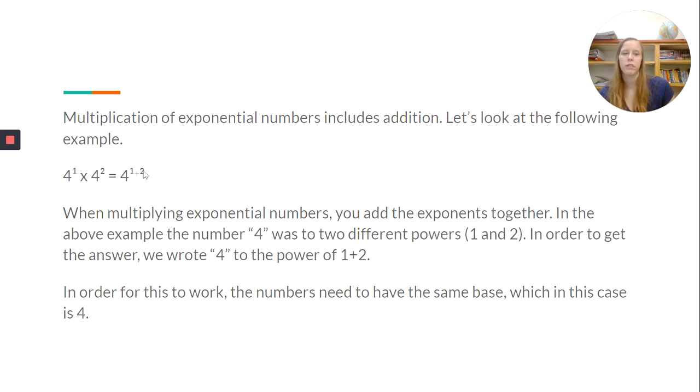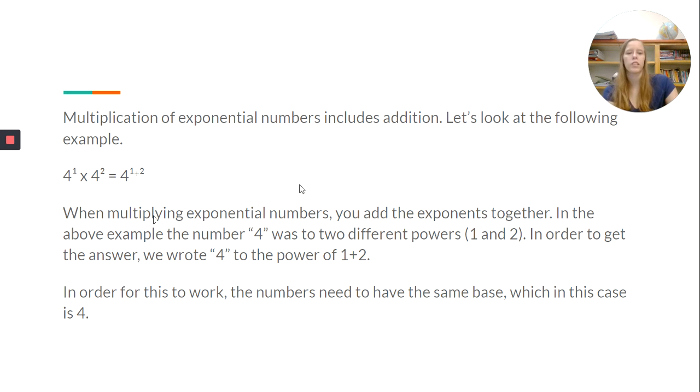So we take 4 times 4, that's 16, times 4 is going to be 64. And if we were to take 4 to the first power, that's 4, times 4 to the second power, which is 16, we're going to have the same exact thing. So 4 times 16 is going to be 64 again.